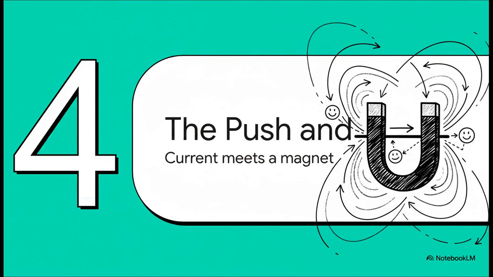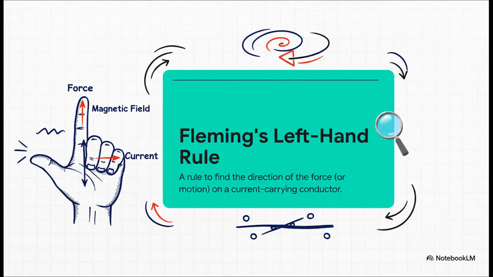So, we know that current creates a magnetic field. But what happens when we take that current-carrying wire and put it inside another magnetic field, maybe from a strong magnet? It's like two forces meeting. Something's got to happen, right? Well, when these two fields meet, the wire gets a push. It feels a force. And to find the direction of this push, we have another fantastic tool, Fleming's left-hand rule.